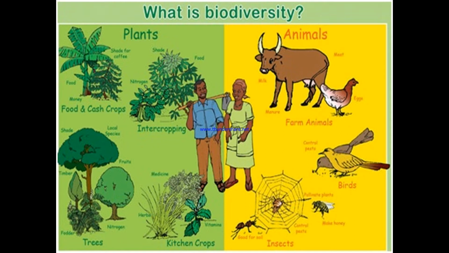What is biodiversity? It consists of plants and animals. Plants are of so many kinds. They can be in the form of food and cash crops. Then they can be in the form of trees. They can be kitchen crops that we use as our food. Then animals consist of domestic animals, birds, insects. All this is called biodiversity.